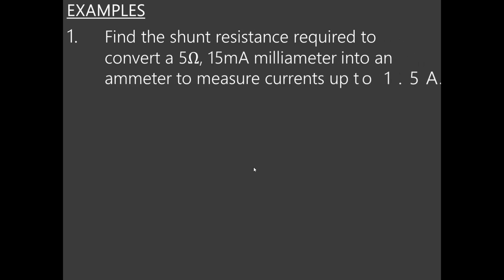Find the shunt resistance required to convert a 5 ohm, 15 milliampere milliammeter into an ammeter to measure currents up to 1.5 amperes. Now look at this. This is a milliammeter or galvanometer whose maximum full scale deflection is 15 milliamperes, and its resistance is 5 ohms. So how can you modify it to measure a current up to 1.5 amperes?